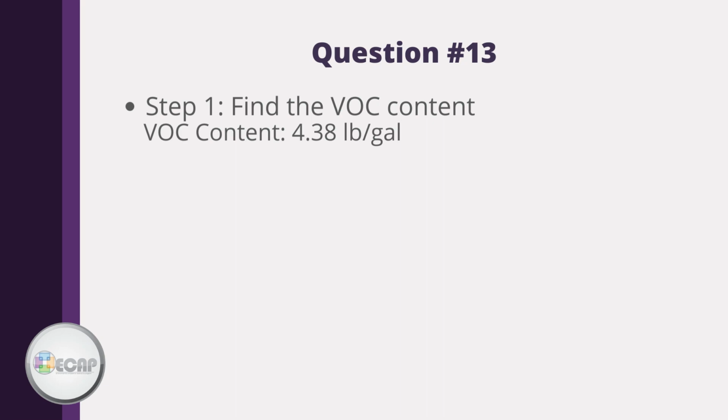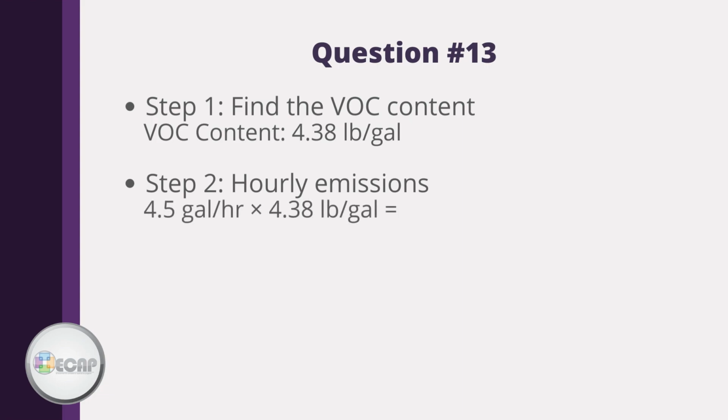Step 1. Find the VOC content. We did this using our EDS and learned that the VOC content is equal to 4.38 pounds of VOCs per gallon. Step 2. Hourly emissions. The gun is rated for 4.5 gallons per hour, so we will take that and multiply it by our VOC content of 4.38 pounds per gallon. Our gallons will cancel out and give us a total of 19.71 pounds of VOC permitted per hour.